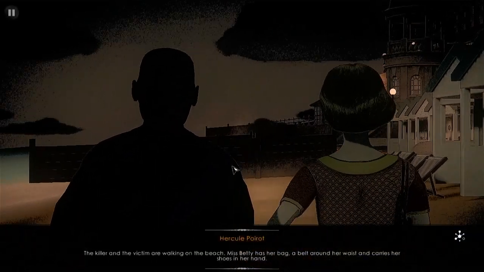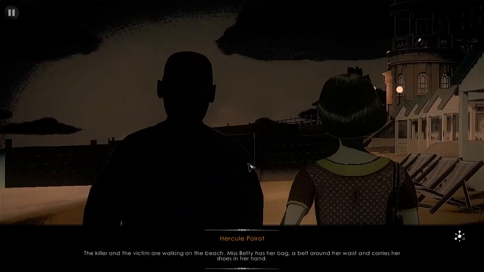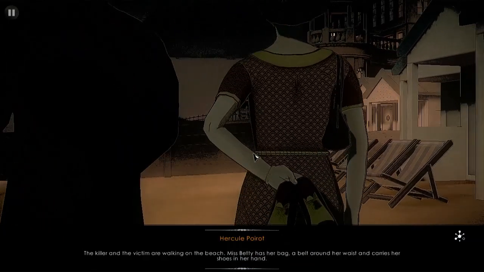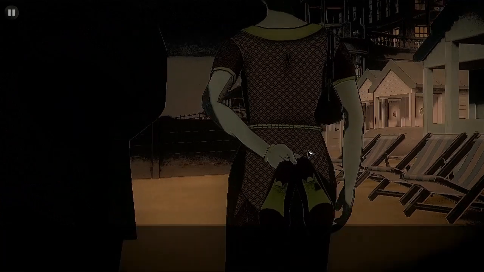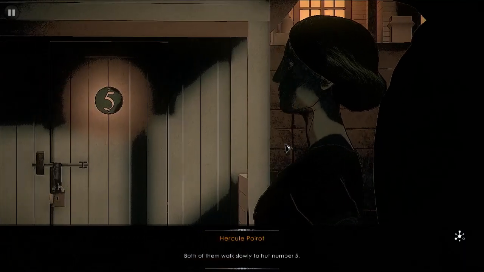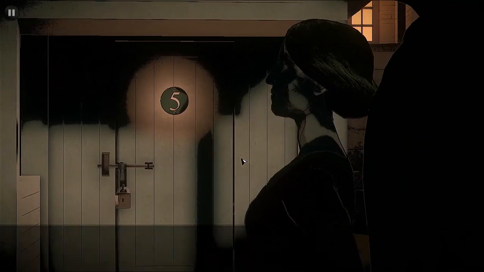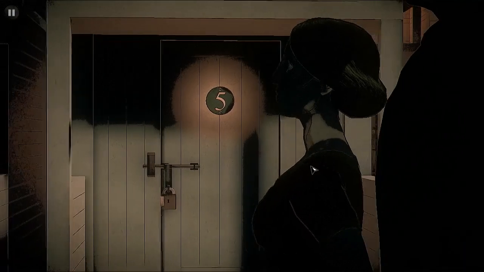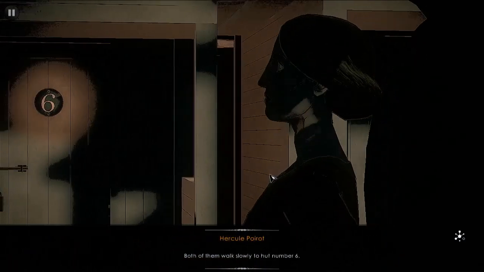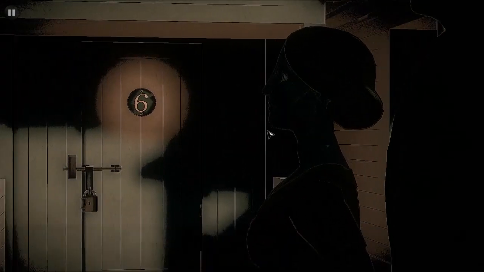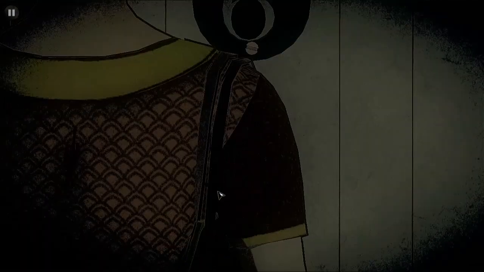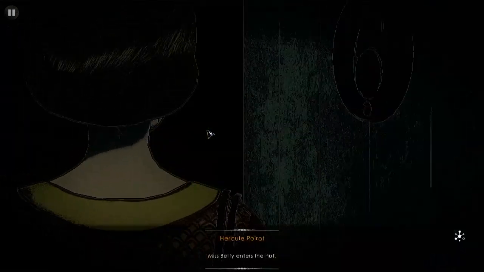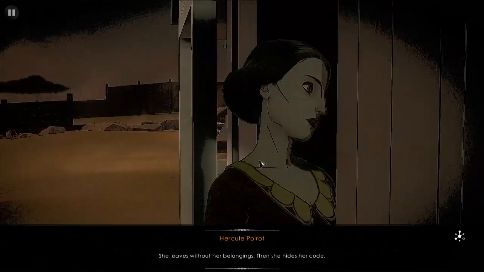Reconstruction. The killer and the victim are walking on the beach. Miss Betty has a bag, a belt around her waist, and carries her shoes in her hand. Both of them walk slowly to hut number 5. Advance, because she's in 6. Both of them walk slowly to hut number 6. Miss Betty enters the hut. She leaves without her belongings. Then she hides a coat.